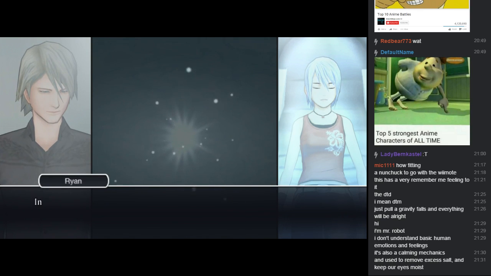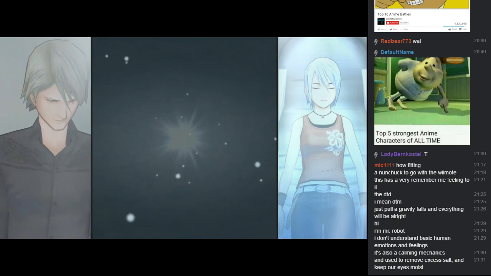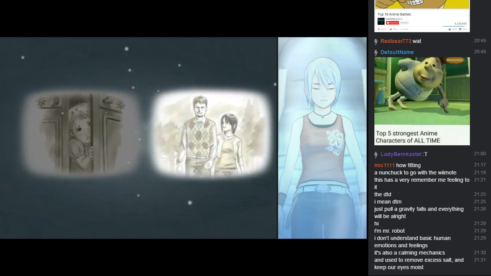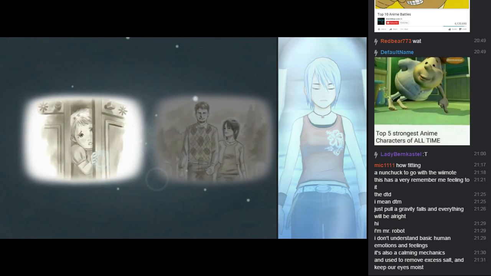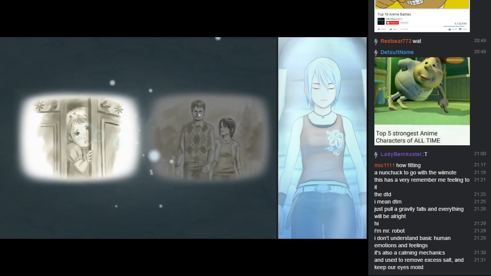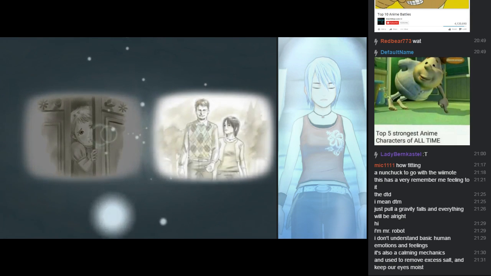Selective memory deletion becomes possible. You will keep whichever memory you most wish, yours or Sayaka's. So we get to choose which memory we want to keep. We choose the horrible memory of seeing Mom get killed and hiding in a closet, or meeting Richard. Well, I think this is an obvious choice.